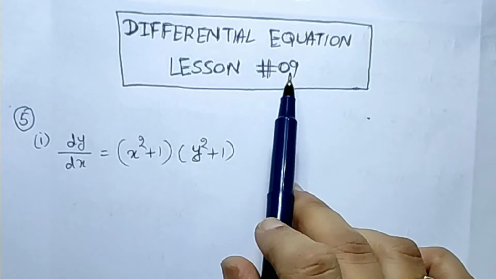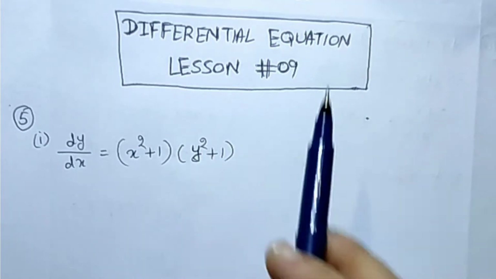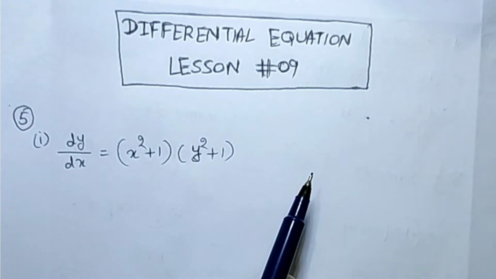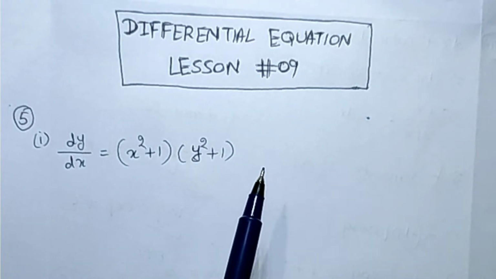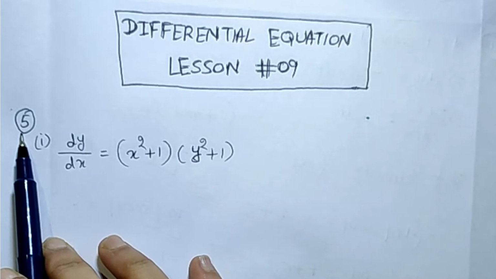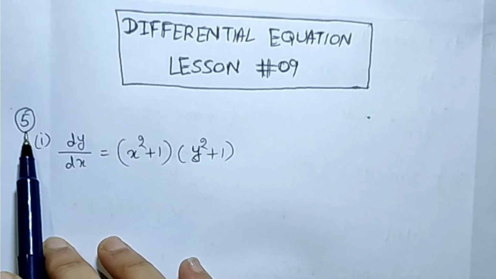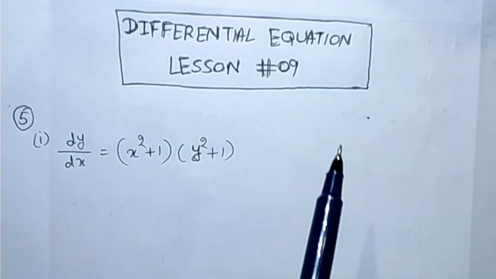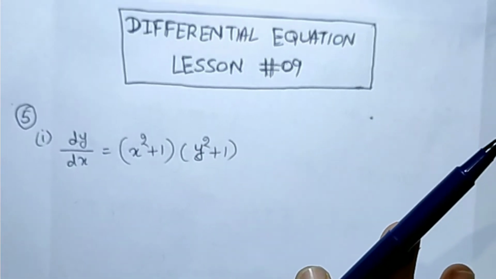This is lesson number 9 of differential equations. In the previous lesson we completed questions number 3 and 4, and in this lesson we are going to solve question number 5. Okay, so let's get started. First question: obtain the general solution of the following differential equation.